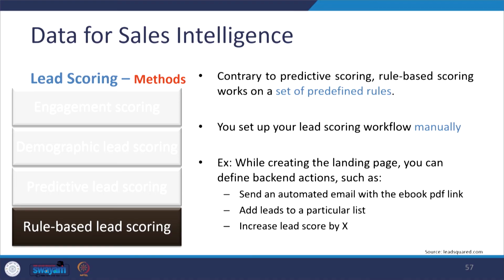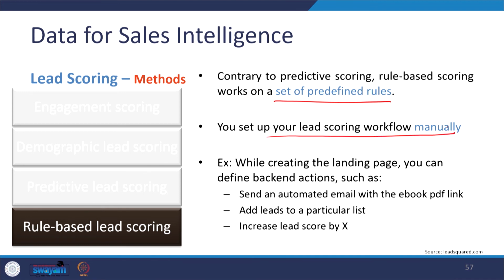Then finally we have rule-based lead scoring, which is more like a manual method. So instead of an algorithm you are going manually. Contrary to predictive scoring, rule-based scoring works on a set of predefined rules. So it's you or a particular salesperson who is assigning the scores for that particular lead. So you set up lead scoring workflows manually.